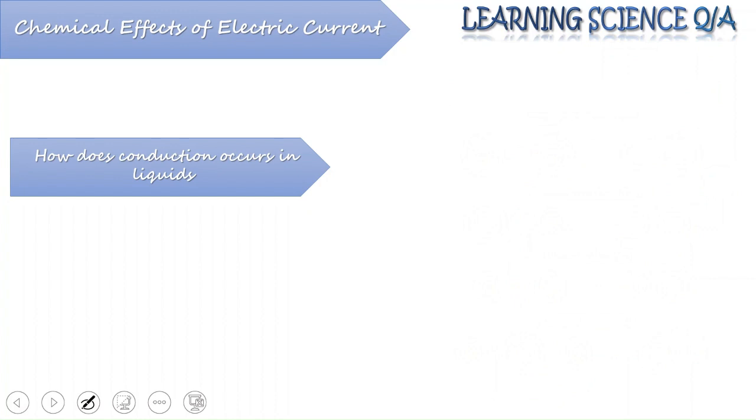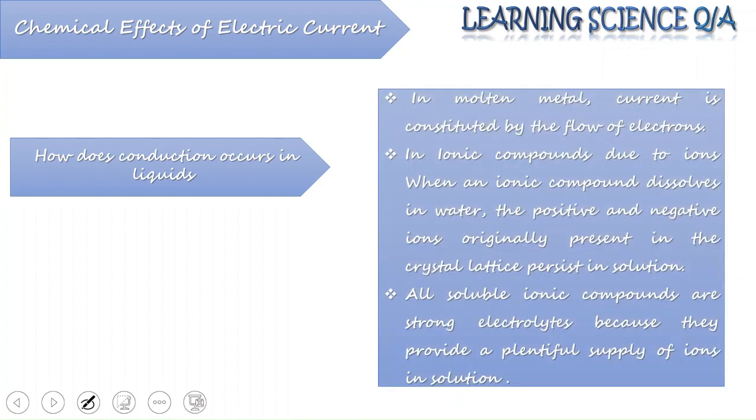Similarly, now we have seen the conduction in case of the solids, where the conduction is taking place by the proper loss or gain of electron. Now, how does the conduction occur in case of liquid? So, molten metal, like we are talking about solid, if in case of molten state, that means when they are in a fluid state, the current is constituted by the flow of electron. That is what we have seen just in the previous slide.